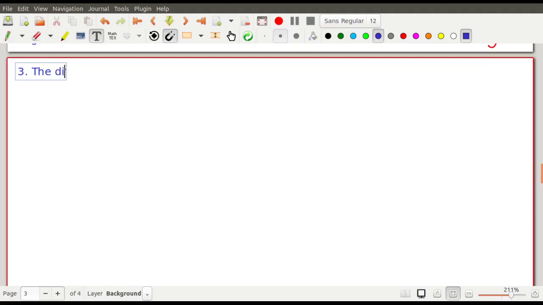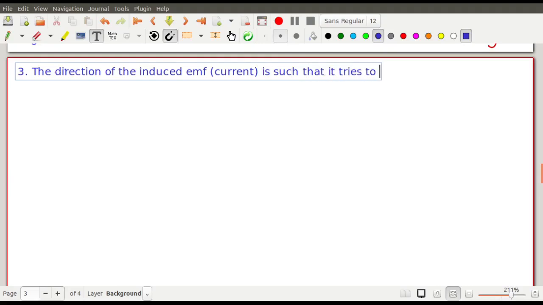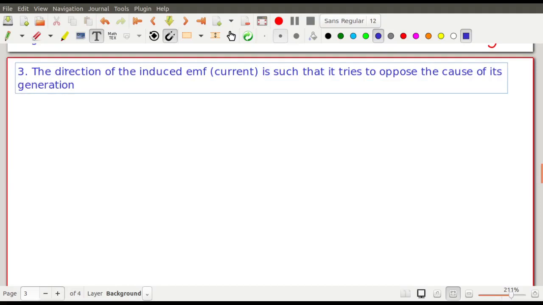The direction of the induced EMF, ও বলতে পারো, কারেন্টও বলতে পারো, whatever you like. The direction of the induced EMF or current is such that it tries to oppose the cause of its generation. It tries to oppose the cause of its generation. Okay.